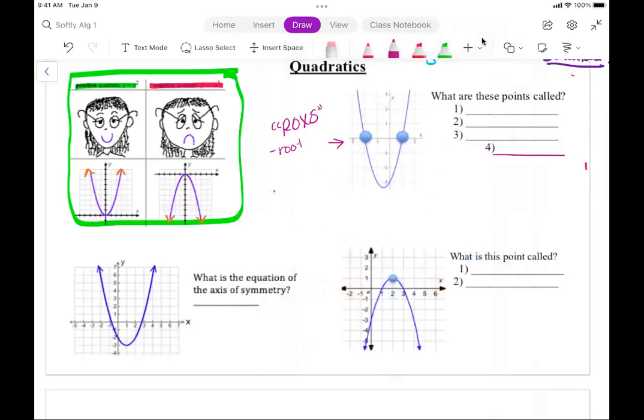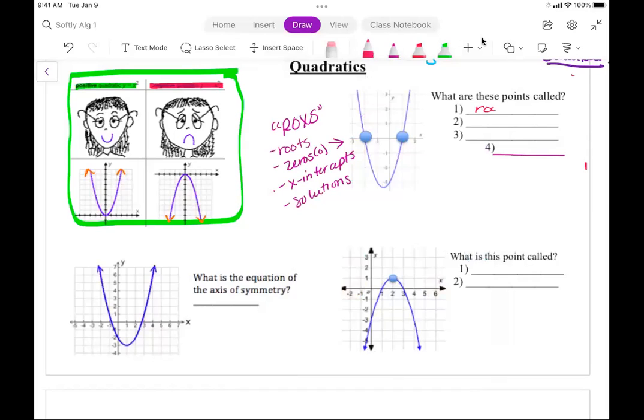For the R, we've got roots. For the O, we've got zeros. That's why we have an O. For the X, we've got x-intercepts. And for the S, we've got solutions. So that's what you need to be writing on the line right here.